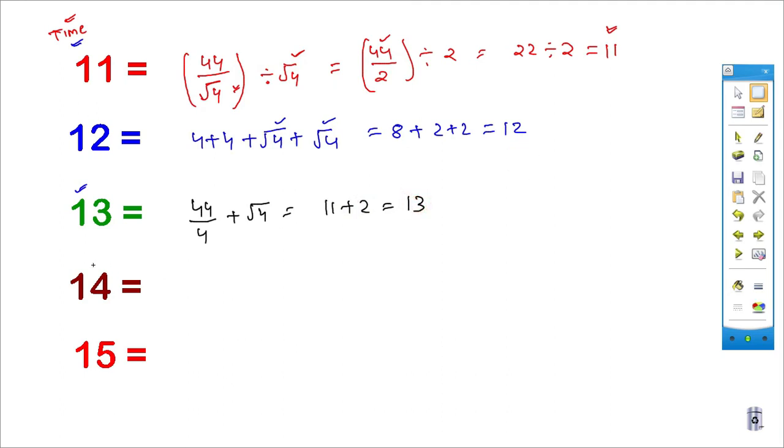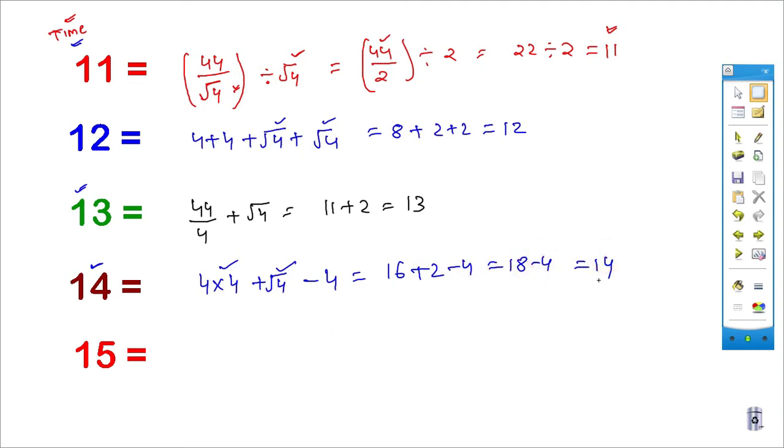Okay, now let's do the 14th. Let's talk about the 14th one. I hope you agree with me. 4 into 4 is 16. To 16, if I add 2, that will be 18, and from 18 I will subtract 4. Sir, how is it possible? Let me explain. This is 16, this is 2, and this is minus 4. So 18 minus 4 is 14.